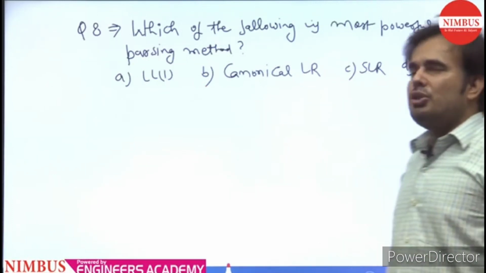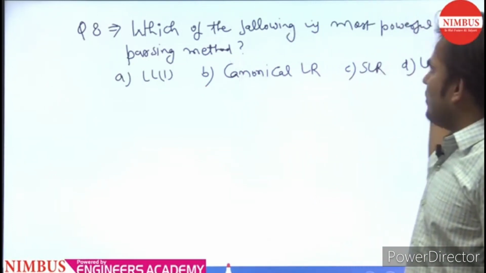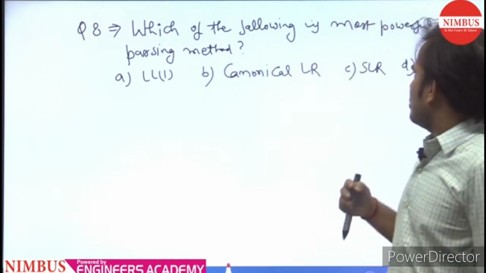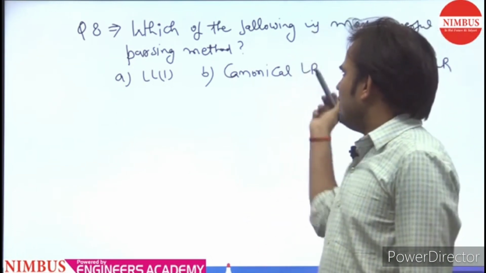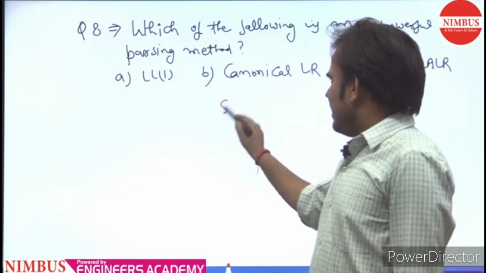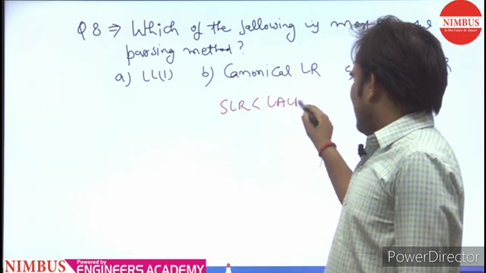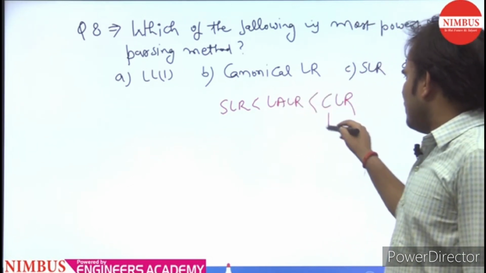Let's see the next question. Question number 8. Which of the following is the most powerful parsing method? Okay, so we have a relationship in the parsers. What is the relationship? SLR is less than what? LALR, and LALR is less than what? CLR. CLR is nothing but what?